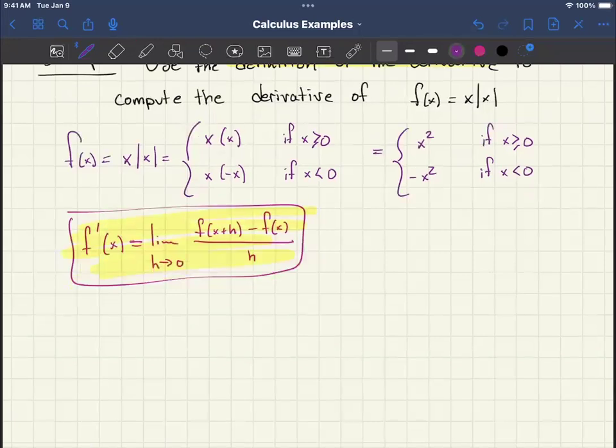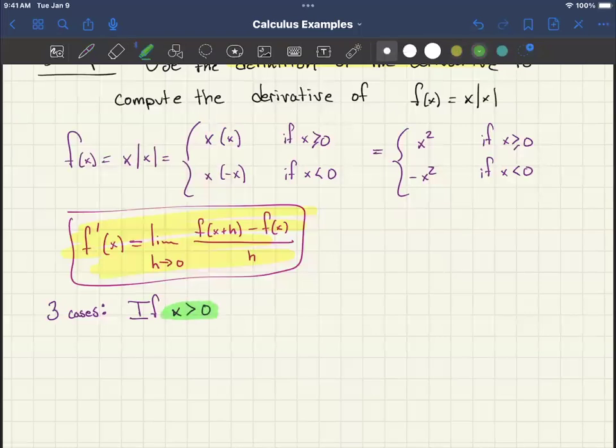So we are going to break this down into three cases. And the third case is going to be x is equal to 0 because things are a little bit funky there. So if x is bigger than 0, that's going to be our first case. And if it's bigger than 0, right, we're looking at this, which means we're looking at x squared.